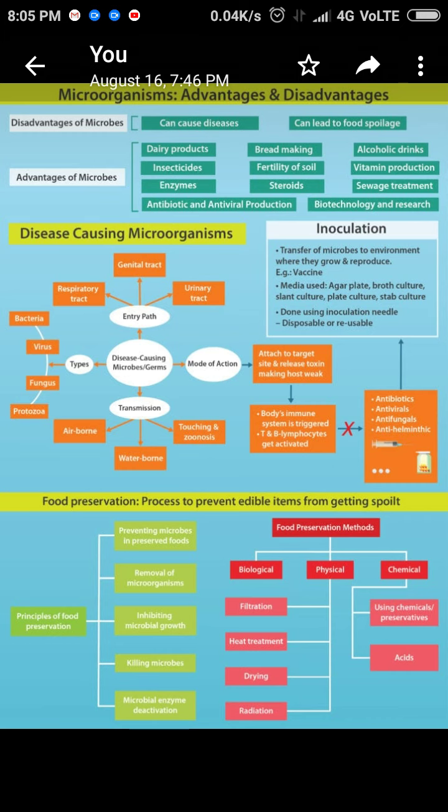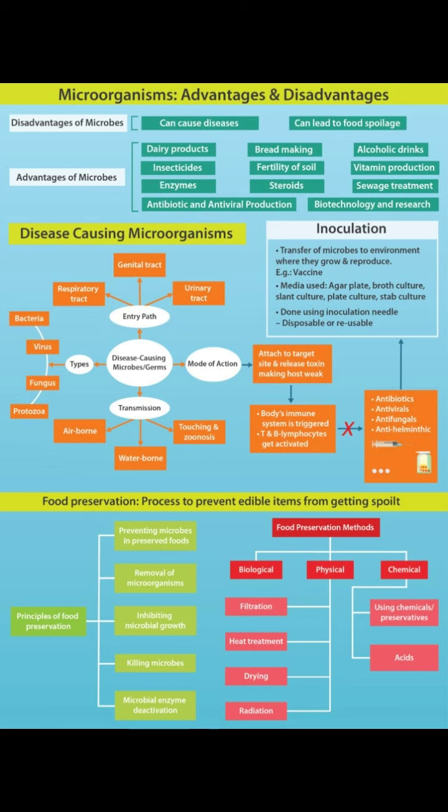We studied that it helps in dairy products and bread making. It is also helpful in preparing food and preventing food from spoilage. So we have the food preservation process to prevent edible items from getting spoiled. What is the principle of food preservation? For the principle of preservation, we have five major topics: preventing microbes in preserved foods, removal of microorganisms, inhibiting microbial growth, killing microbes, and microbial enzyme deactivation.